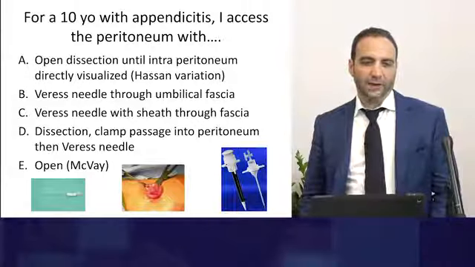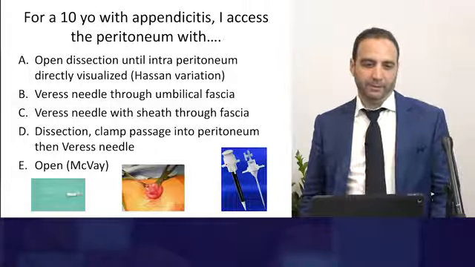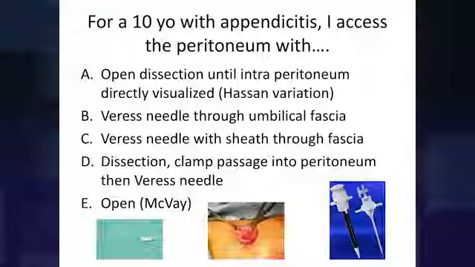What does dissection clamp passage mean? That's when you pass your hemostat down through the umbilical fascia, pass a clamp, take your clamp back out, and then come back in with the needle. But I don't do that in a 10-year-old, by the way. I only do that in 4-week-old pylorics. Once they're older, I do a Veress needle.